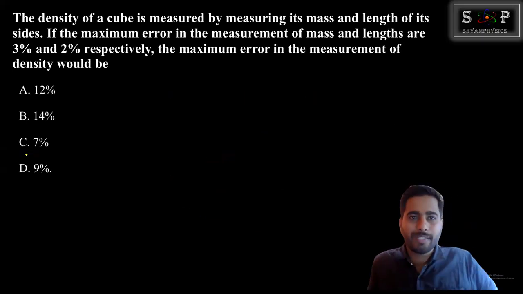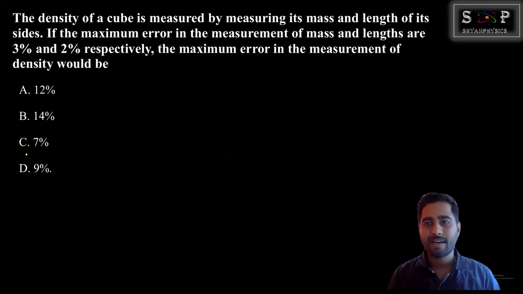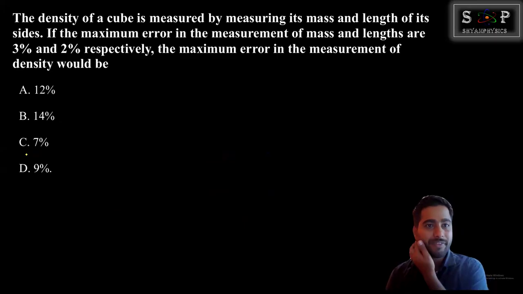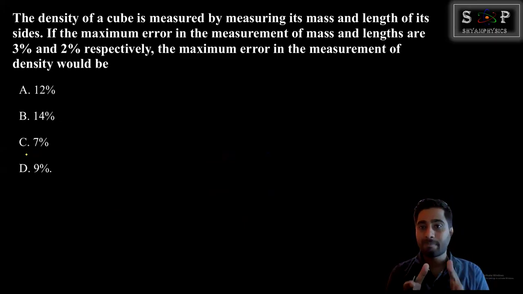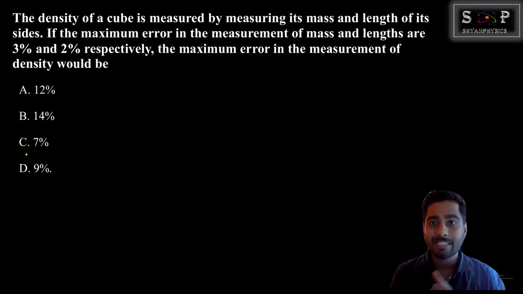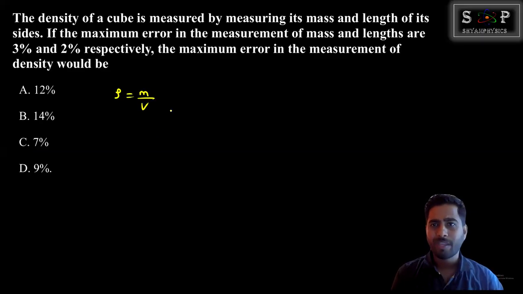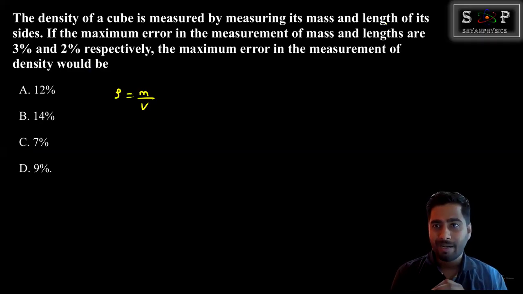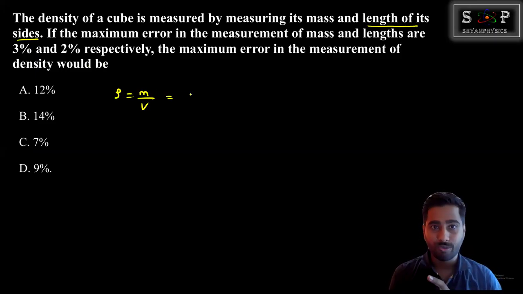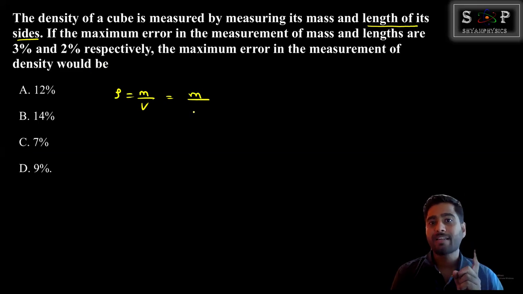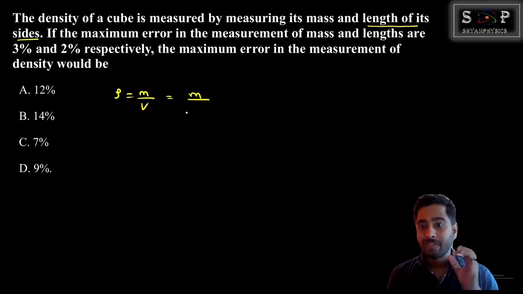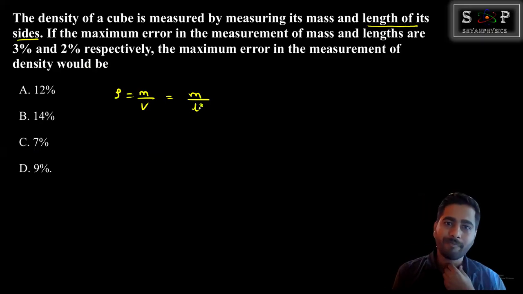Then next. The density of a cube is measured by measuring its mass and the length of its sides. If the maximum errors in the measurement of the mass and length are 3% and 2% respectively, the maximum error in the measurement of density will be, basically density means mass by volume. But here they have clearly given mass and length of its sides. So volume we need to take in terms of L cube. In the last question we took volume as area into length. Right now we need to take this as M by L cube.